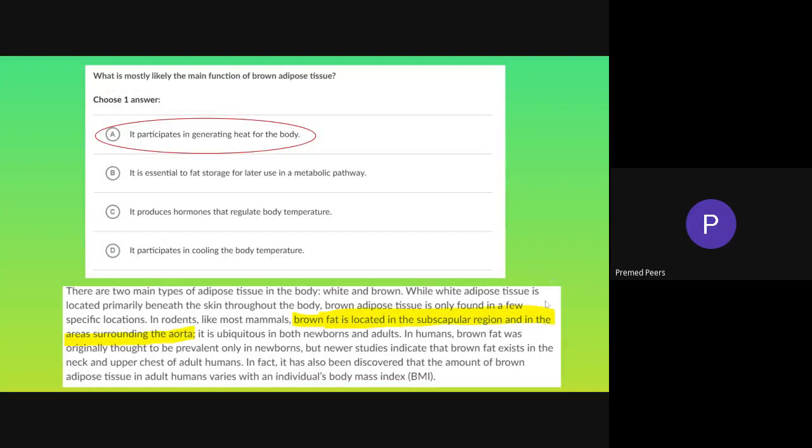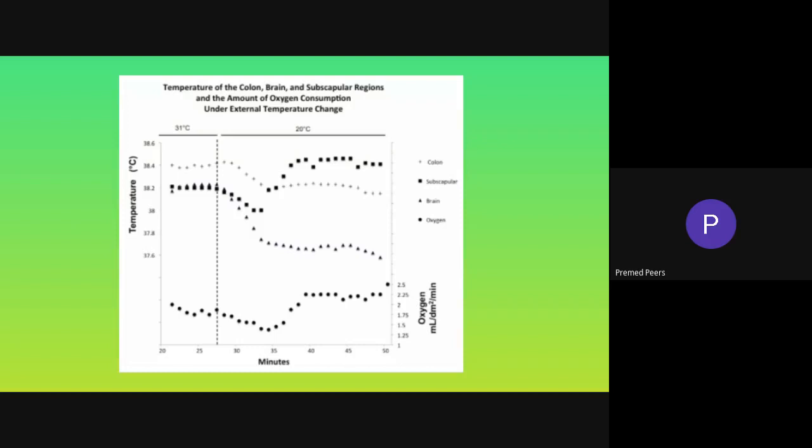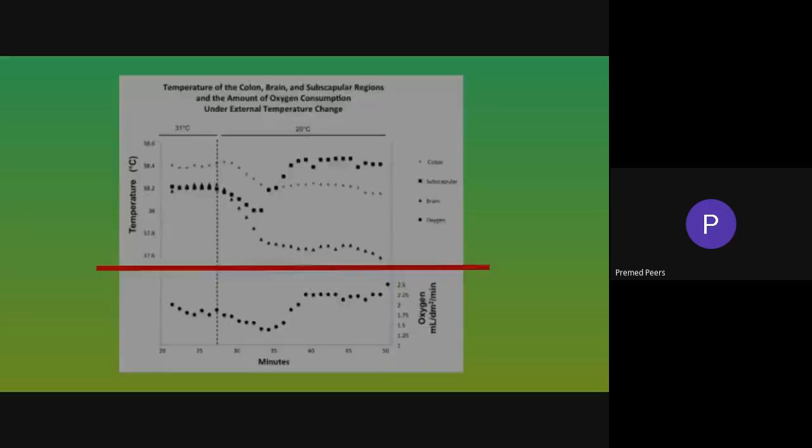Any questions about this? Or any questions about why the other answer choices might be wrong? All right, in that case, we can keep going. Feel free to message if you have any questions later through Slack or Teams.